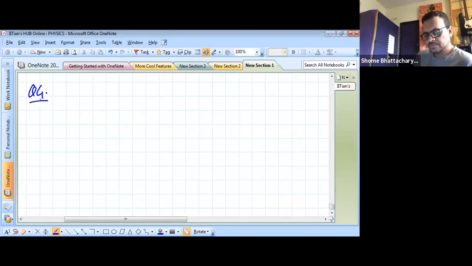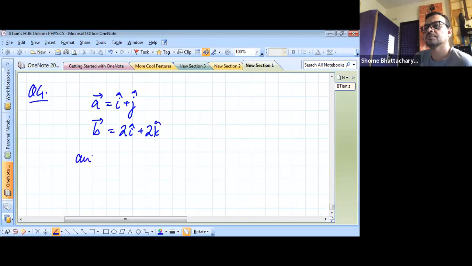The fourth question is pretty standard. You have to find the angle between two vectors, and one of them is given by i cap plus j cap, and the other one is 2i cap plus 2k cap. You have to find the angle theta, let's say.